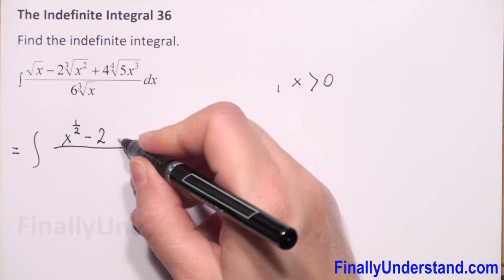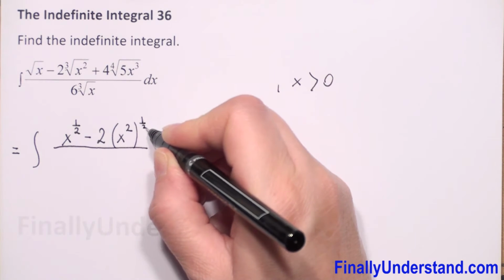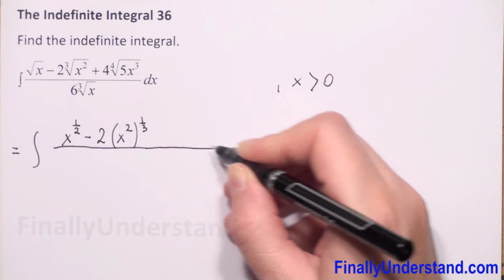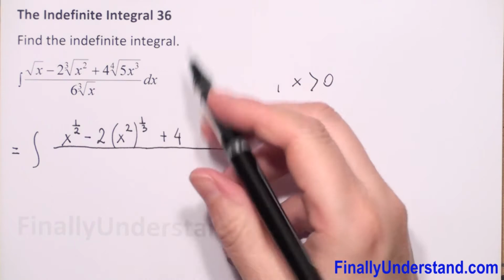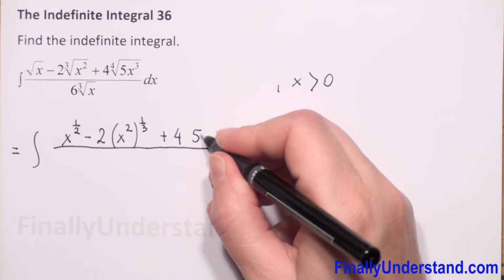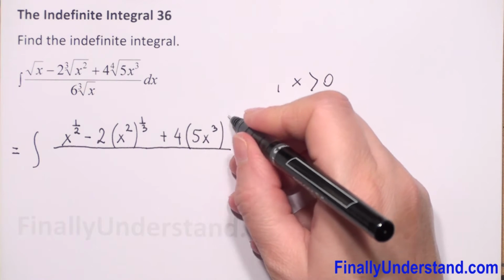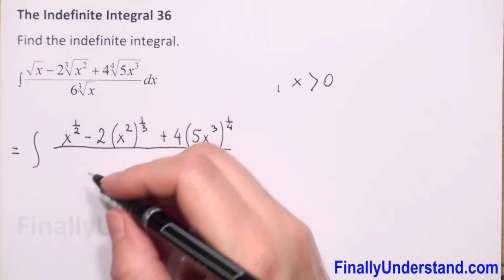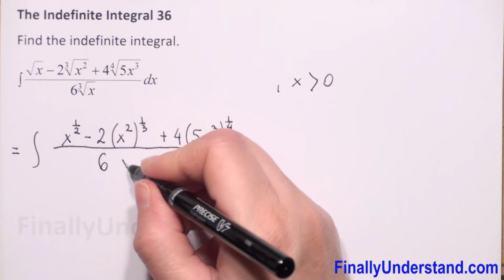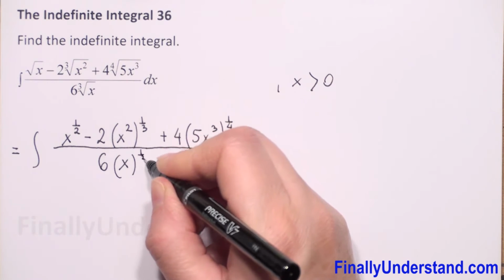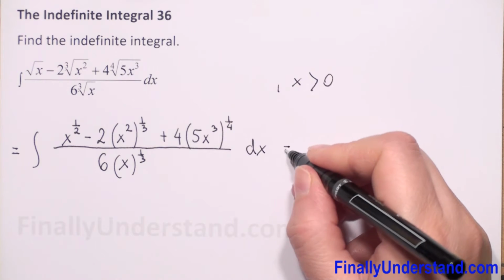We have a cube root, so it will be x squared to the power 1/3. Next, we have to copy 4 and we have a fourth root, so it will be 5 times x to the third power, to the power 1/4. And the numerator is 6. We have a cube root, so it will be x to the power 1/3 with respect to x. So this is equal.